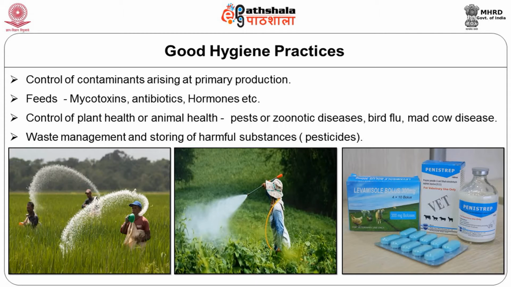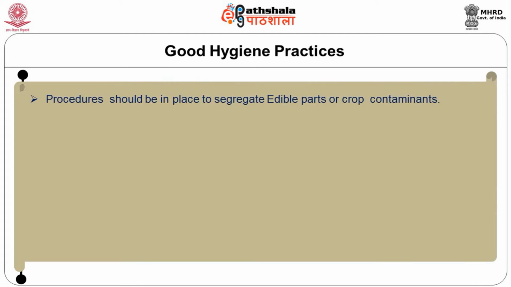After harvesting the food, suppose we have taken care during primary production, as crop production or animal production. After harvesting, we are also supposed to sort the food ingredients to segregate materials that are evidently unfit for consumption. So grading and sorting have to be done so that food which is not fit for use or consumption is separated, and a procedure should be in place to segregate edible parts from crop contaminants in the primary production area. What do we do with disposal of the rejected material? It has to be done in a hygienic manner so that it does not become a source of contamination later.